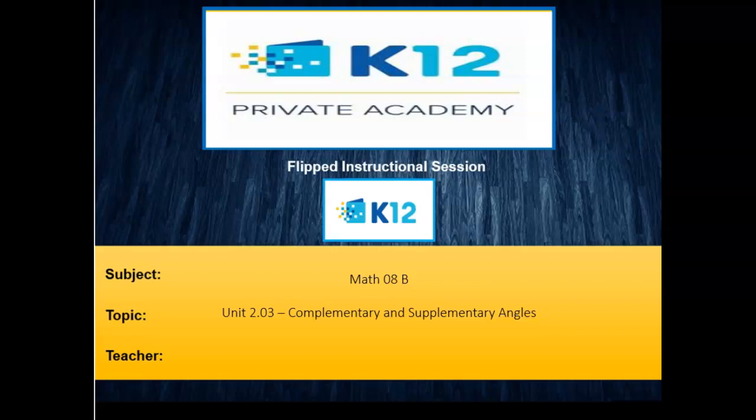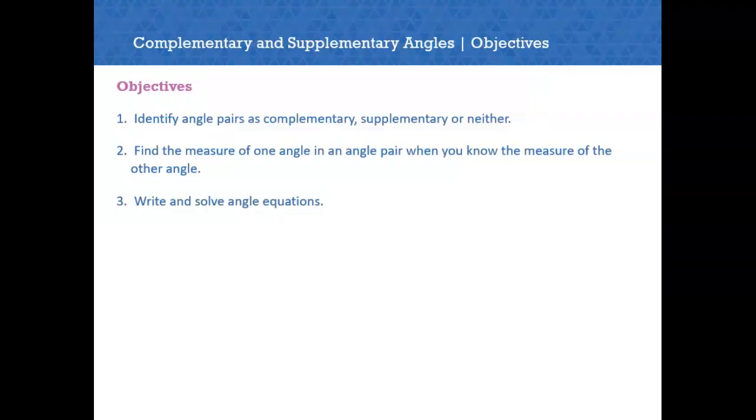Hi, welcome to the flipped instructional session for Math 08B for Unit 203, Complementary and Supplementary Angles. Today we're going to talk about identifying angle pairs as complementary, supplementary, or neither. We're going to find the measure of one angle in an angle pair when you know the measure of the other angle. And finally, we're going to write and solve angle equations.